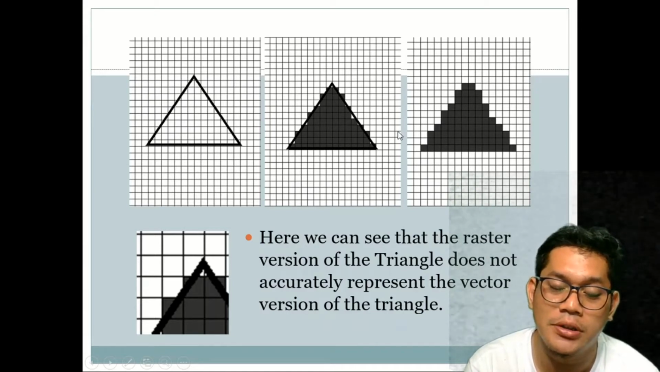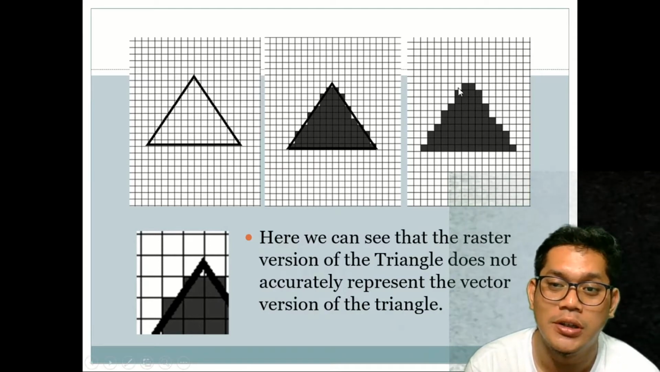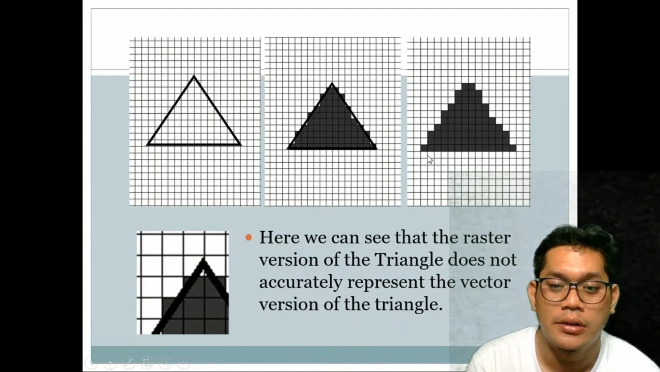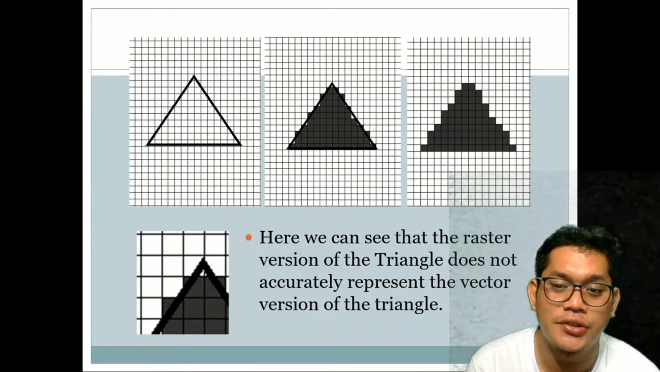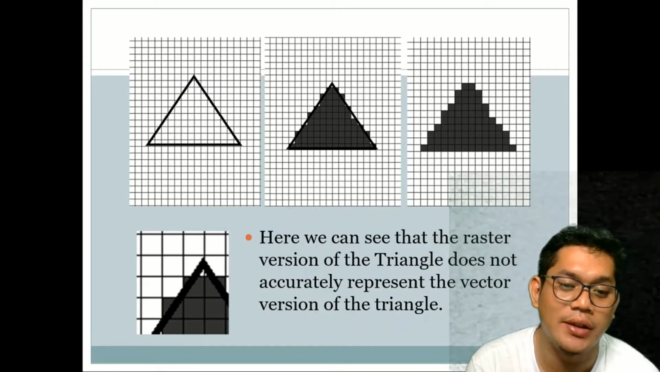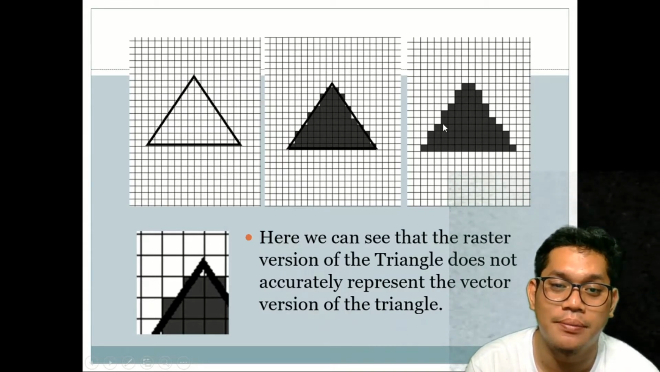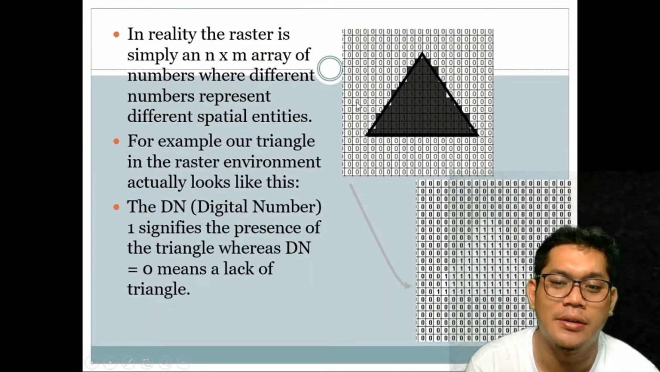The higher the resolution of the pixels, the better the representation of the area. However, when we zoom in, it still shows this kind of block-type feature. We can see here that the raster version of this triangle does not accurately represent the vector version, due to the nature of the pixel and the raster data itself. Therefore, the accuracy of the data is compromised a bit, but not totally compromised.